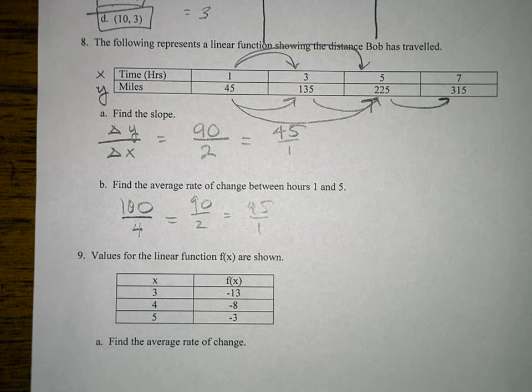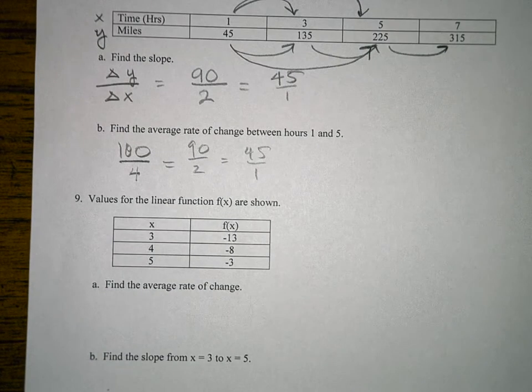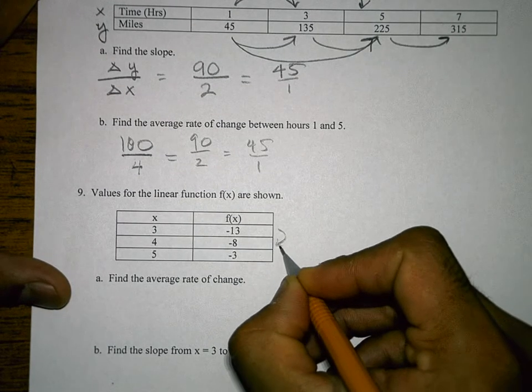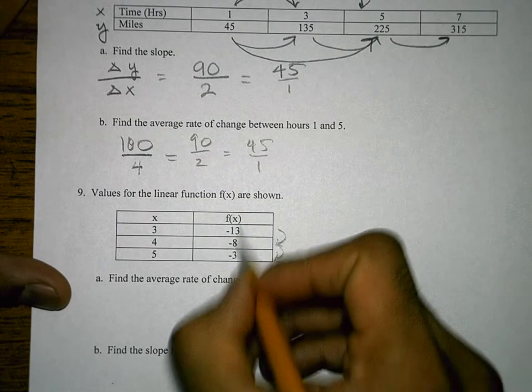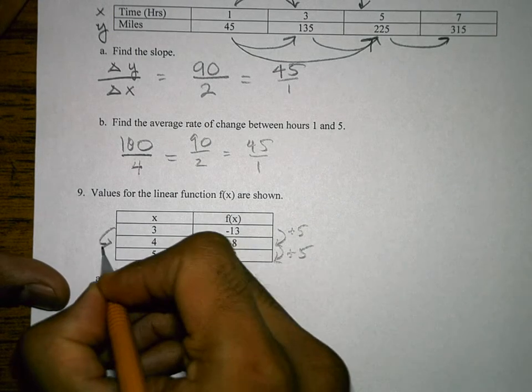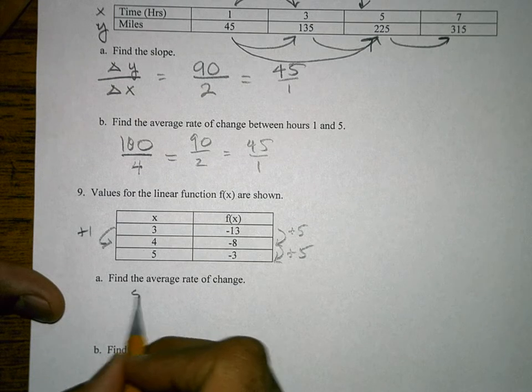Okay, moving on here. Number 9. Find the rate of change. Find the slope from x equals 3 to x equals 5. So same thing here. If I look through this, I see how much is it changing, right? And this is actually increasing by 5. These are increasing by 1s. So my average rate of change is 5 over 1.